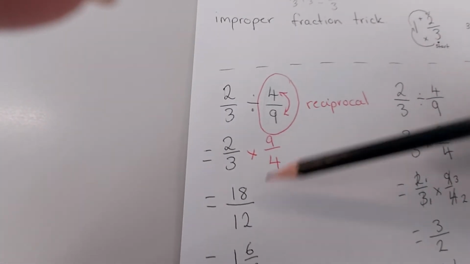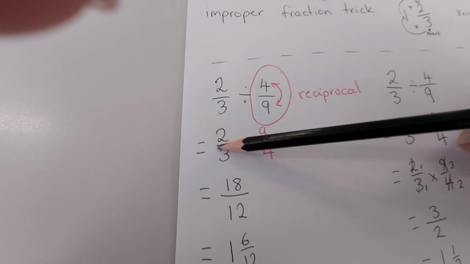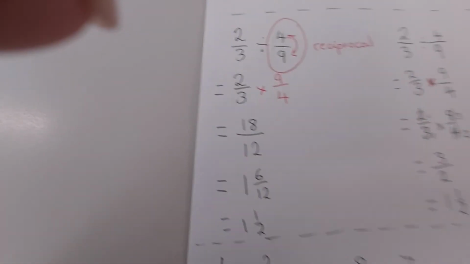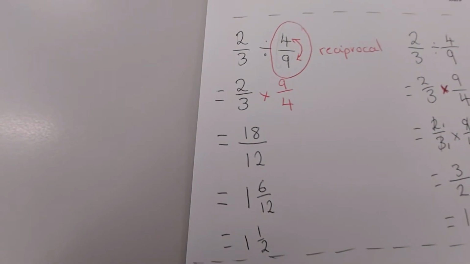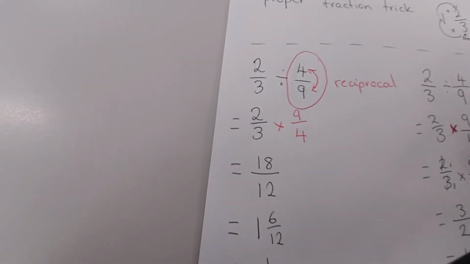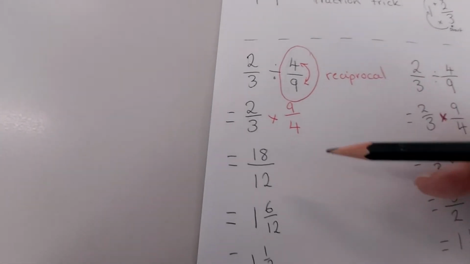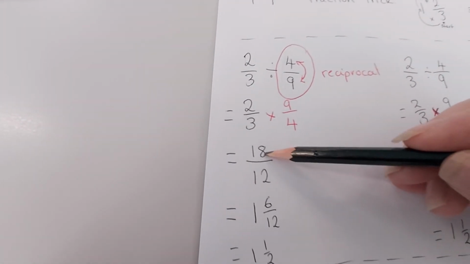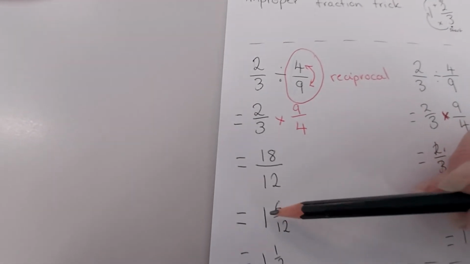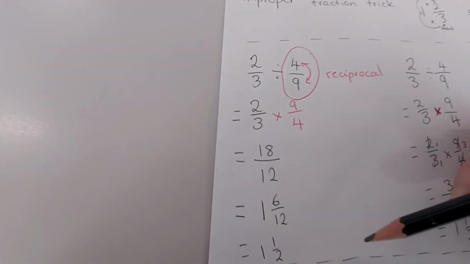So 2 times 9 gives me 18. 3 times 4 gives me 12. Okay, let's see if we can cancel that down at all. It's obviously an improper fraction because 12/12 is equal to 1. And then the 18 take away 12, leaves me with 6. So then I'm left with 1 and 6/12.